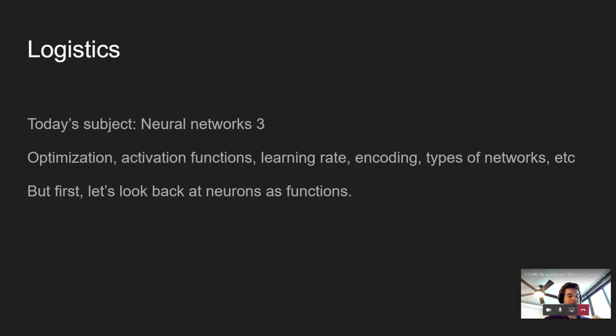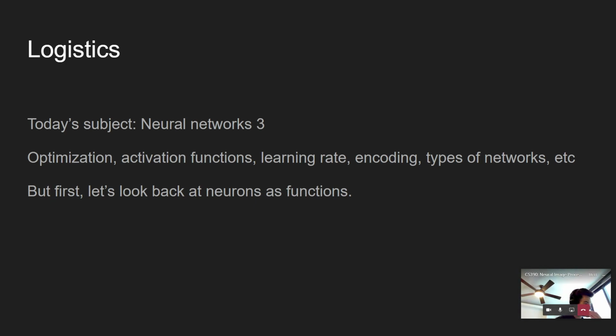So today we're going to be talking mainly about optimizations, talking about what we can do with changing activation functions or learning rates or encoding or any of that. We're also going to talk a little bit about types of neural networks. But before any of that, we're going to talk about neural networks as functions again. And we've been harping on about that forever now. But we're going to look at them in a slightly different way again, because it's good to look at them in all these different ways.